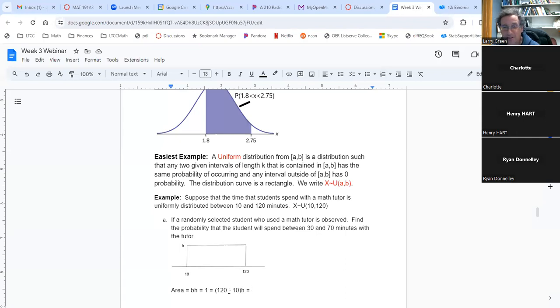What is it? Not a trick question. It's supposed to be easy. Yeah, it's 110. So if 110 times h is equal to 1, and I want to find h, what do I do to find h?